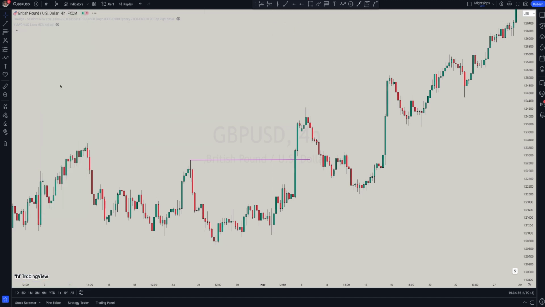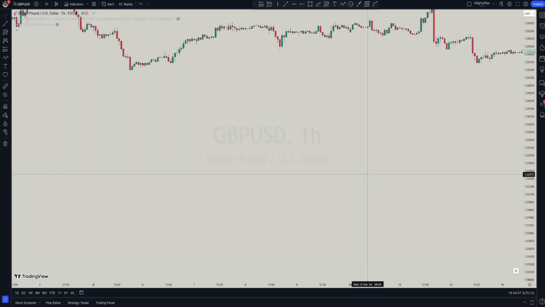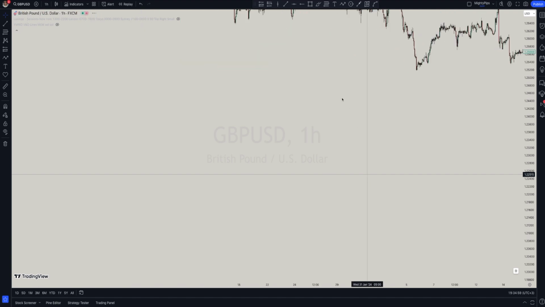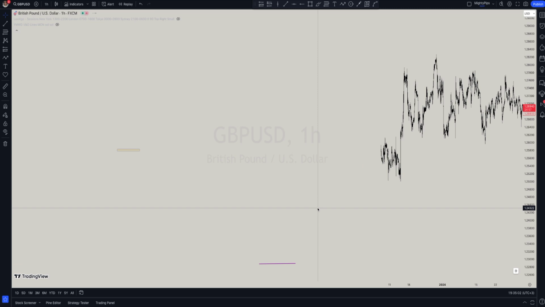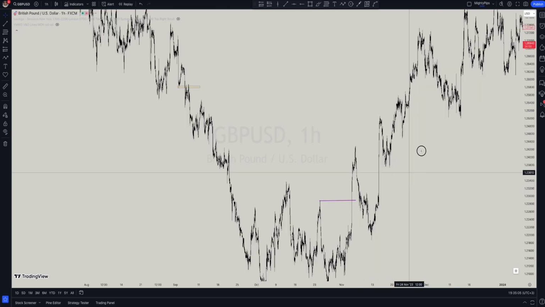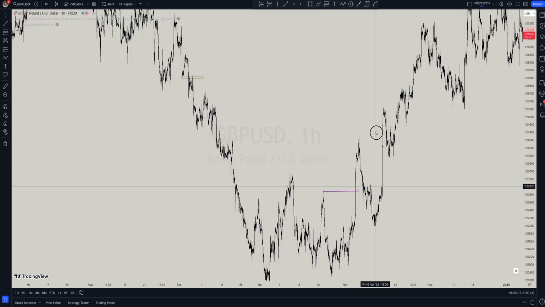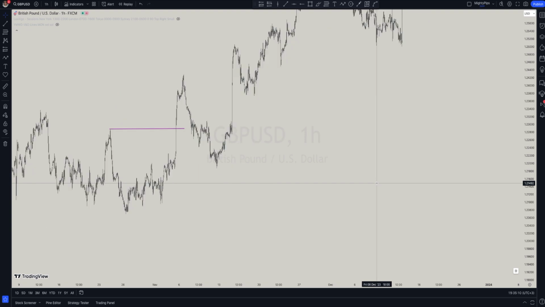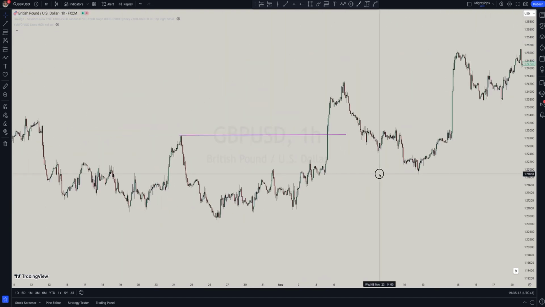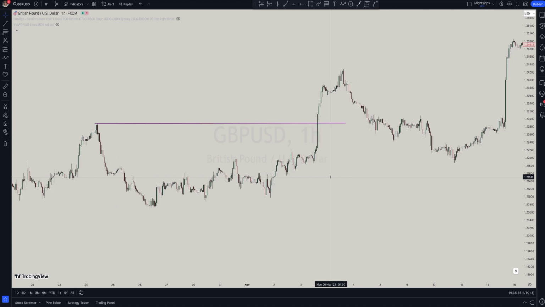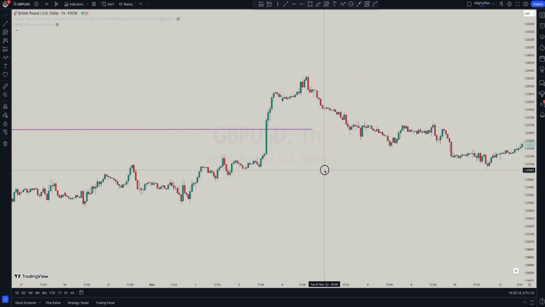Go to the 1-hour chart. Let's check the 1-hour chart. So we can see the same area on the 1-hour chart right here. Okay, so this is the same area. Market broke above, then pulled back down.